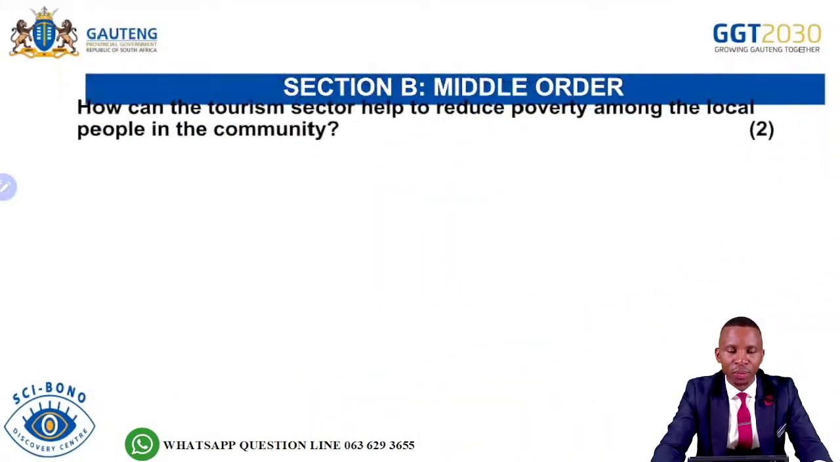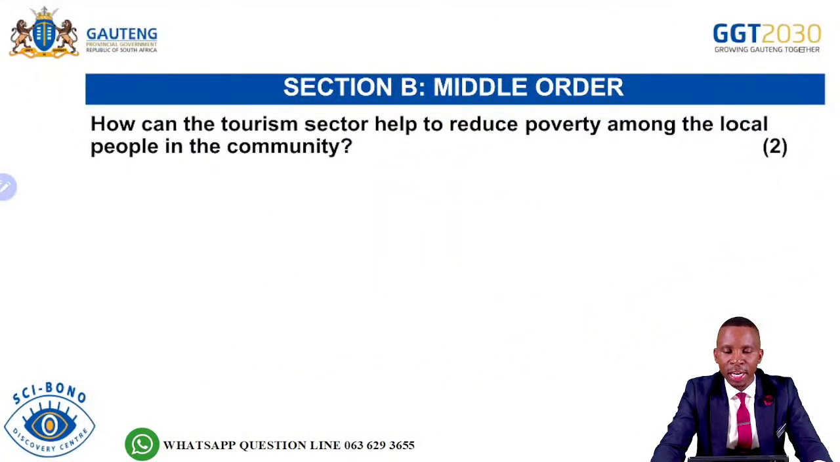And then we continue. How can the tourism sector help to reduce poverty among the local people in the community? So now you go straight again to the effects and benefits of tourism. We know that tourism is labor intensive, and tourism provides immediate employment. People get to be employed easily. And also people get an opportunity to start their very own informal businesses and sell within the tourism attractions. And that will always lead to poverty being alleviated.